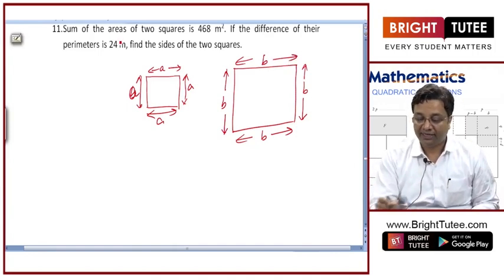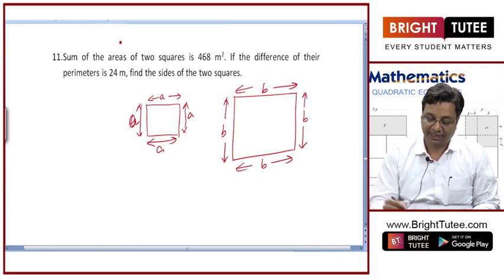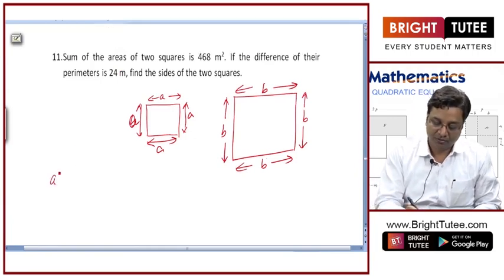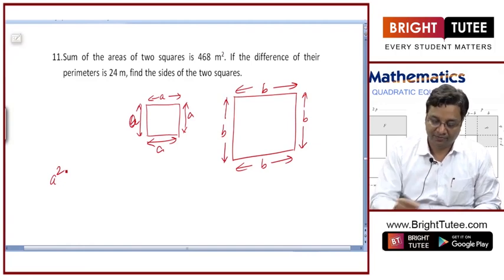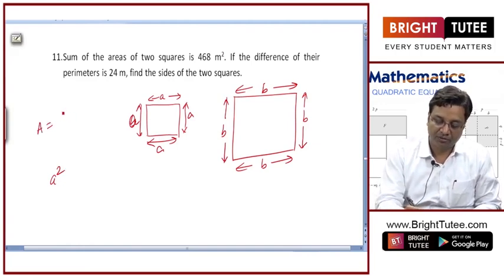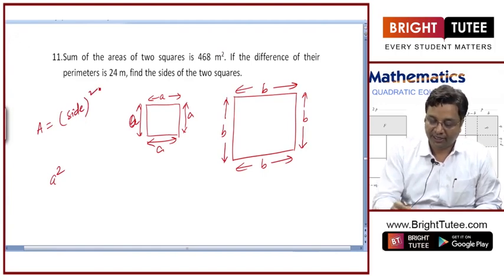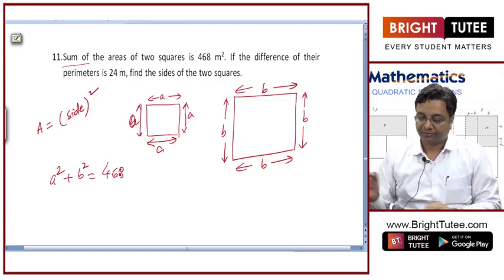Now the sum of the areas of these two squares is 468. So what is the area of a square? It is equal to side squared, right? Area of a square is equal to side squared. So a squared plus b squared is equal to 468.